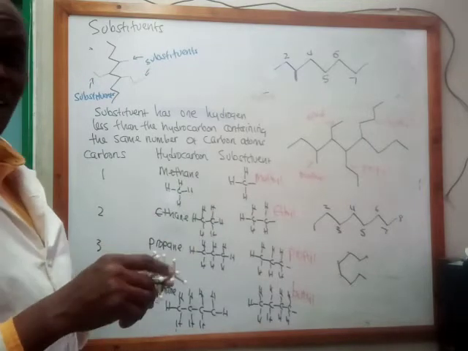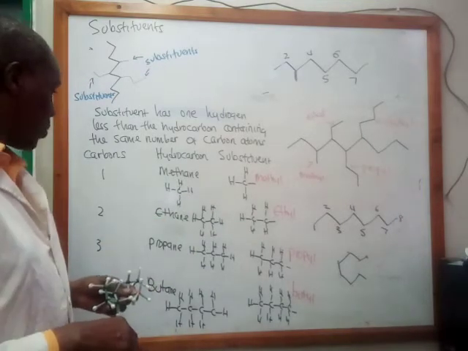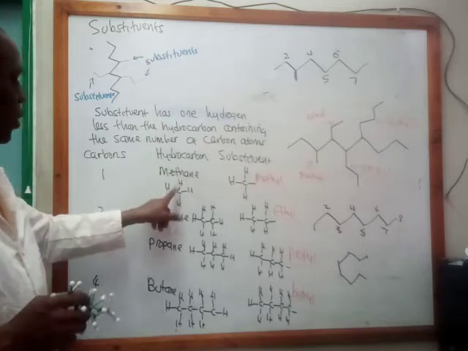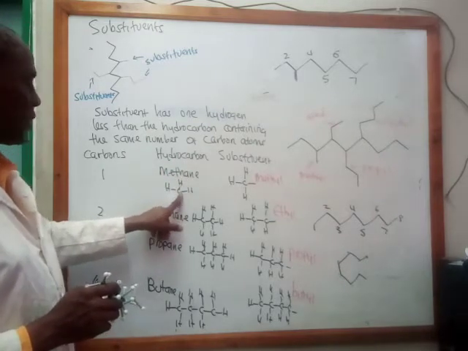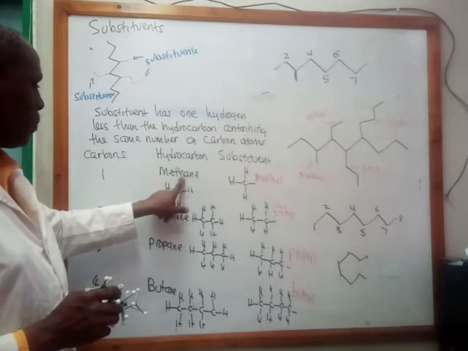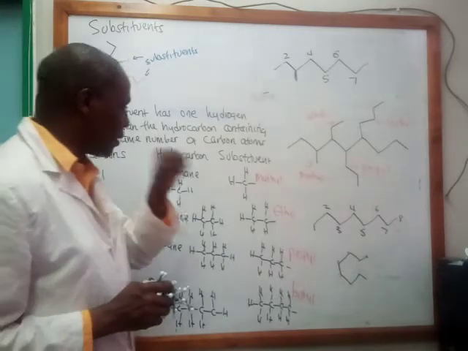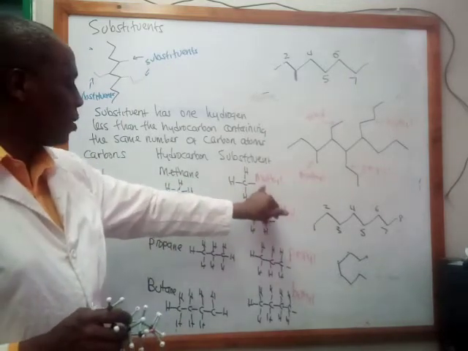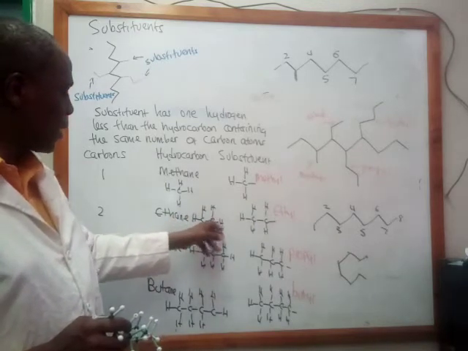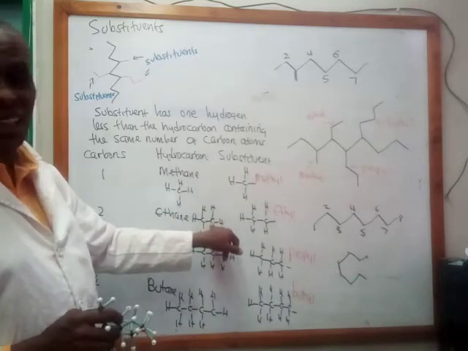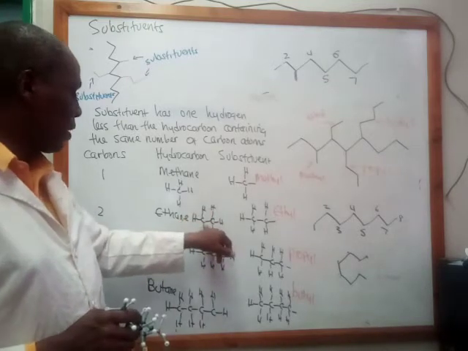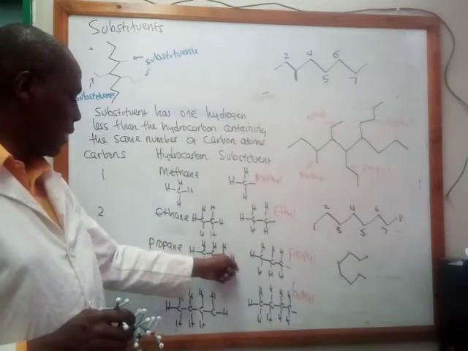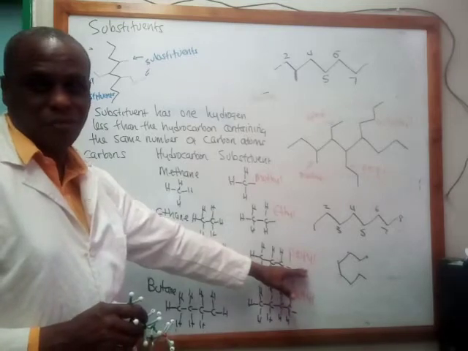Now, on the board I have shown, if you're going to have a hydrocarbon containing one carbon atom, the name will be methane. But if you're going to have a substituent with one carbon atom, the name will be methyl. If it's going to have two carbon atoms, the name will be ethane. If it's a hydrocarbon, it means it's complete. If it's a substituent, it will be ethyl. Propane for the parent chain, propyl for the substituent.